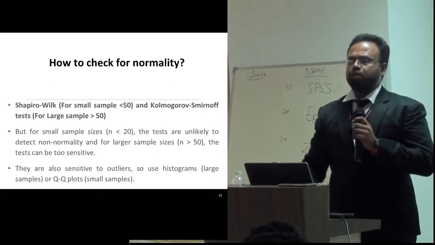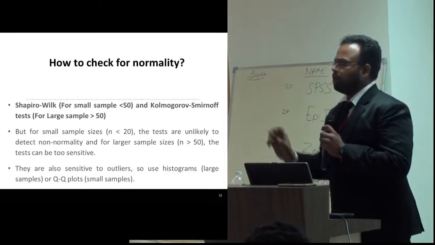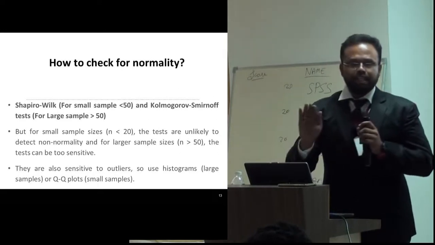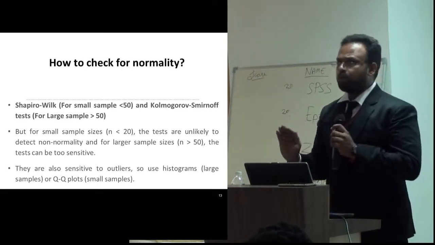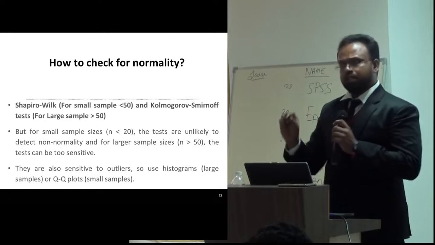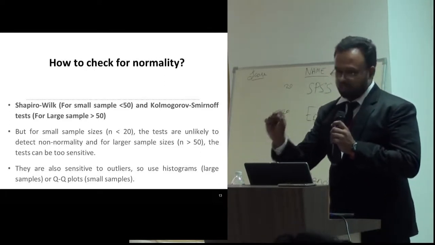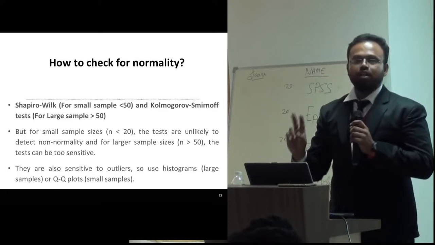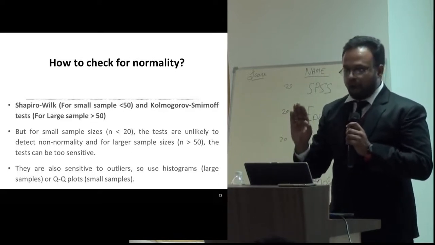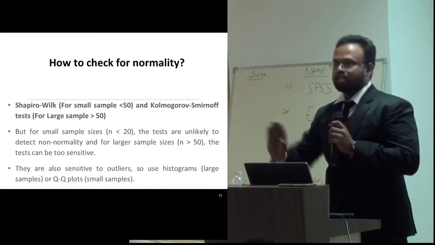Now we know the importance of normal distribution. Now, how to check for normality? There are certain tests in SPSS. Don't worry about how I am going to do these tests. These are all with a single click. It's a matter of clicks. These two tests are called Shapiro-Wilk and Kolmogorov-Smirnov. KS test or SW test, we say.